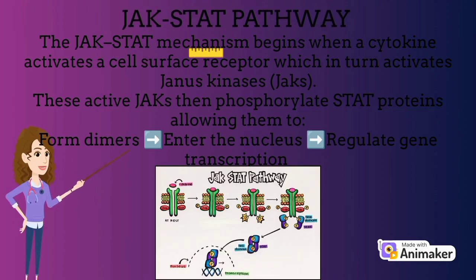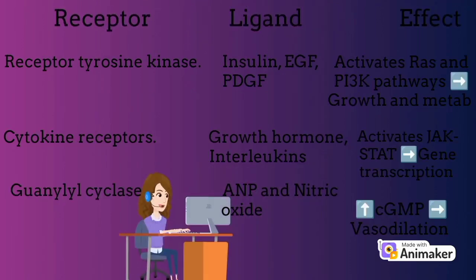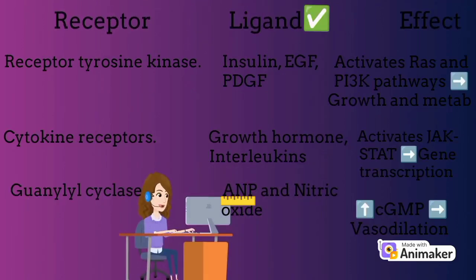The JAK-STAT mechanism begins when a cytokine activates a cell surface receptor, which in turn activates Janus kinases, JAKs. These active JAKs then phosphorylate STAT proteins, allowing them to form dimers, enter the nucleus and regulate gene transcription. The ligand for guanylyl cyclase include atrial natriuretic peptide and nitric oxide. Its binding causes increase in cyclic GMP, leading to vasodilation.